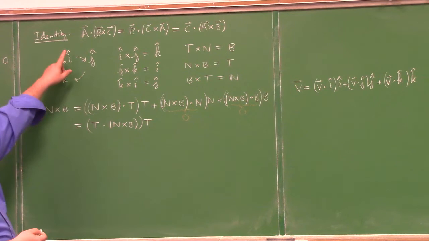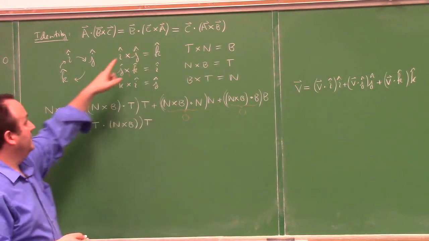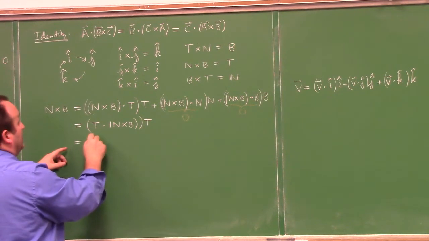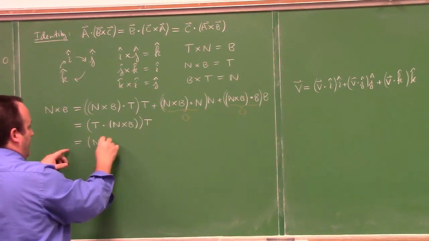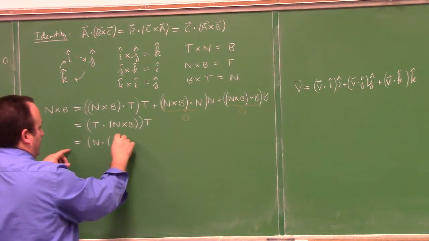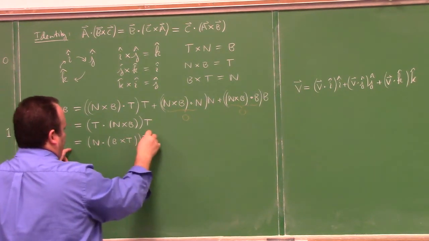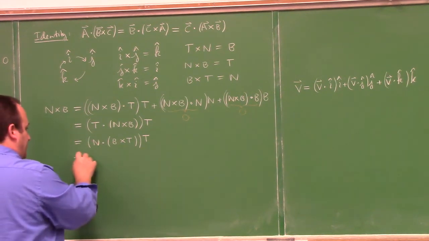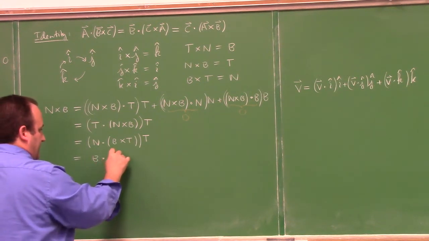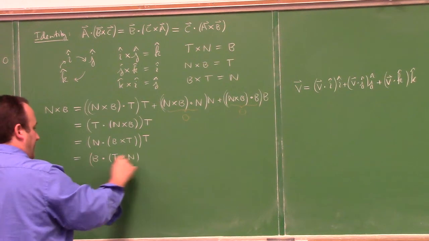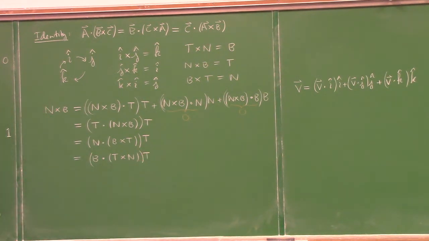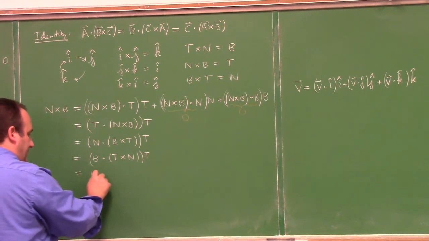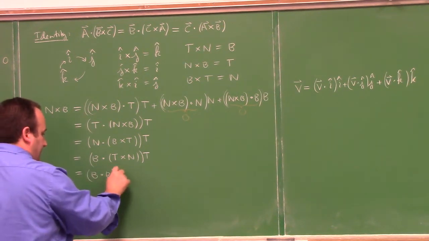Now I'm going to use this property up here. So I can say that is N dotted with B cross T. Well, that's not especially nice, because I don't know what B cross T is either. But one more time, this is B dotted with T cross N. But what is T cross N? By definition, T cross N is B, right? So we got B dot B, T. What's B dot B?